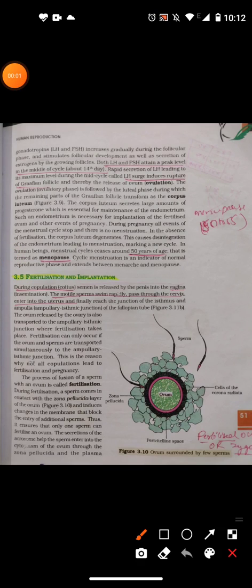Good morning, dear students. Today we are going to start a new topic, that is fertilization and implantation. The first thing we are going to discuss in this topic is the structure of the ovum.